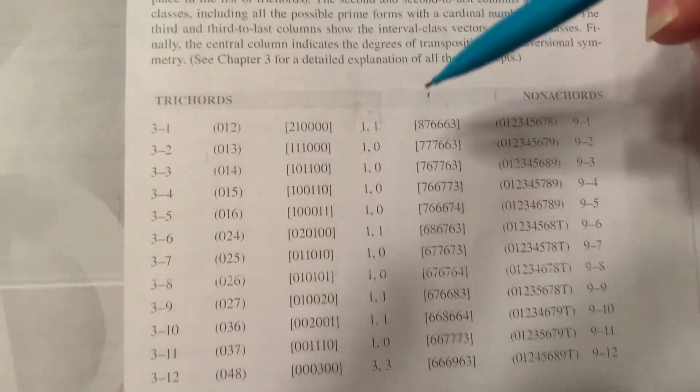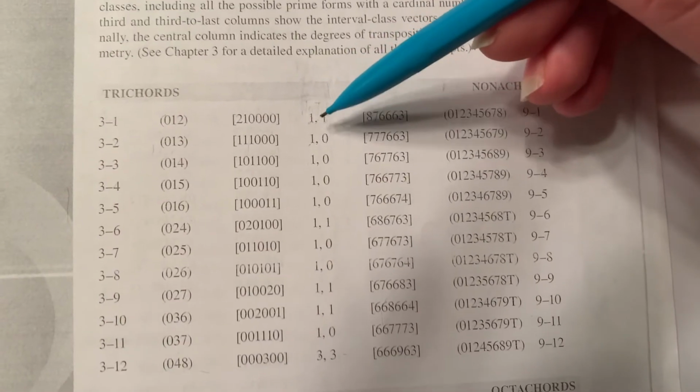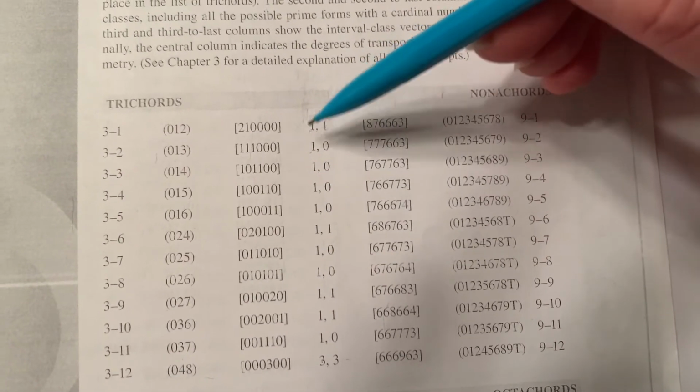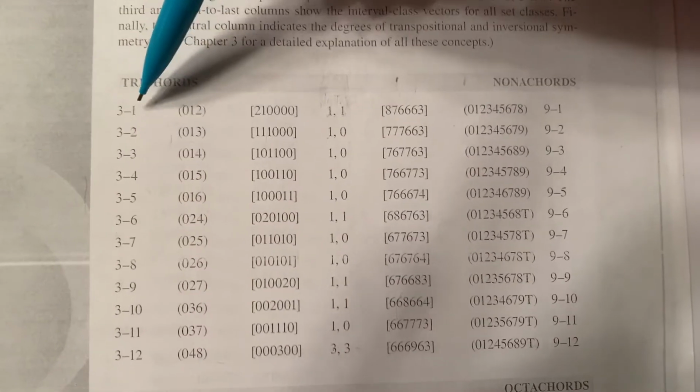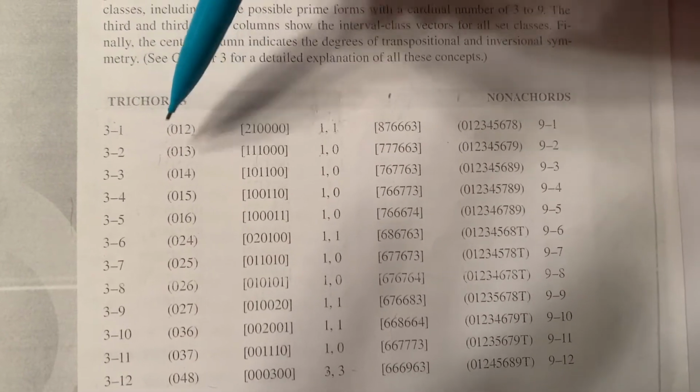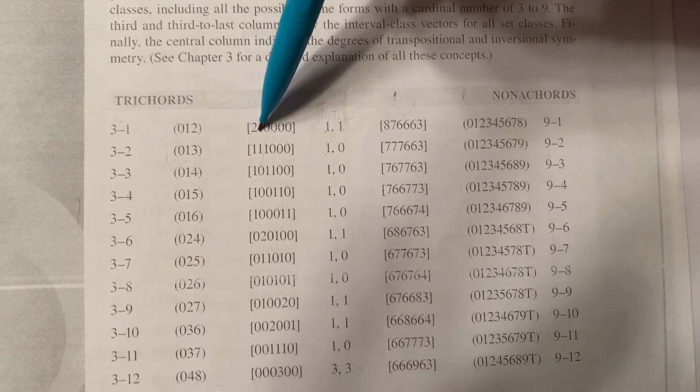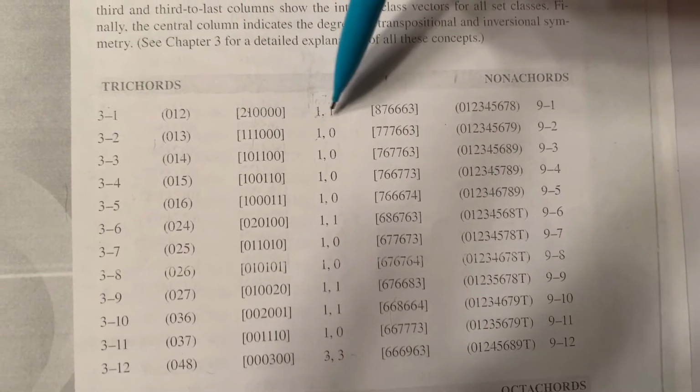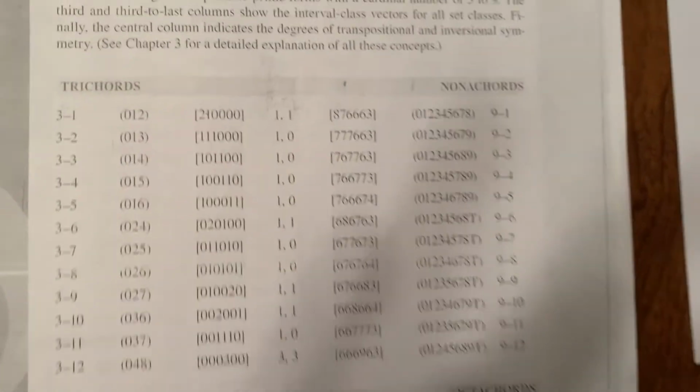The degree of symmetry is found right here, this column here. So remember how in the list of set classes they gave you the Fort number, they gave you the prime form, they gave you the interval class vector, and then finally they give you the degree of symmetry.